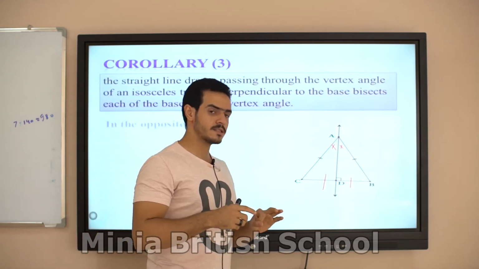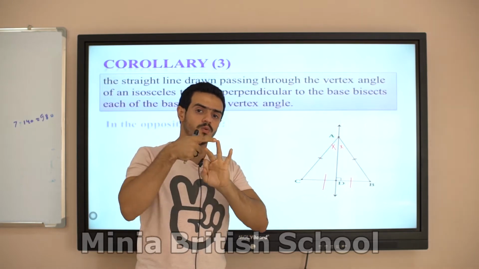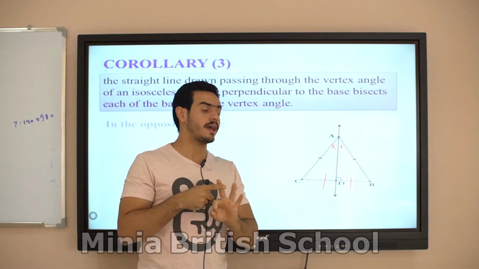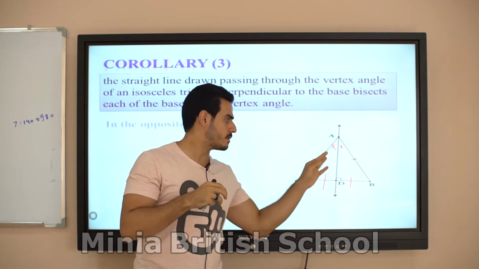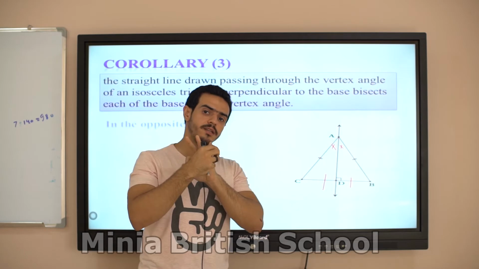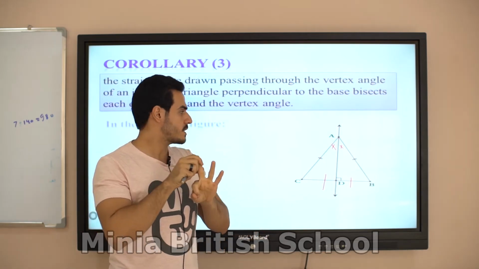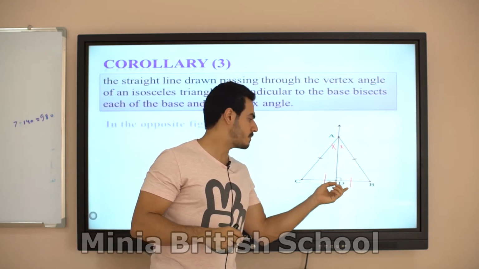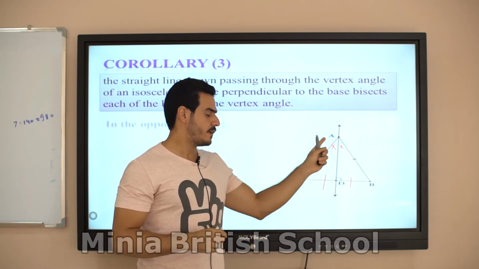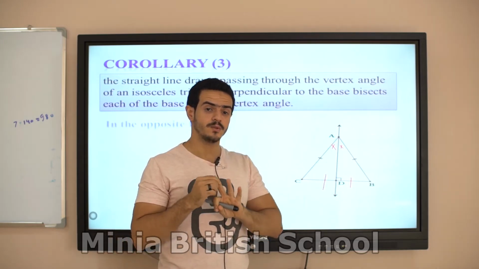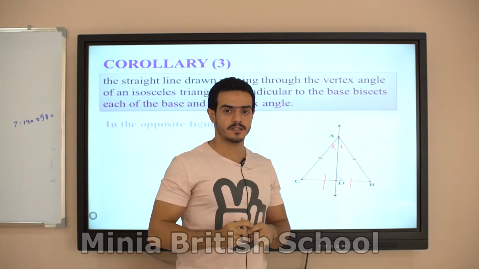Now let's summarize all this. If AD is median, so it will be perpendicular to base and bisect the vertex. Or if AD is bisector of vertex, it will be median, that means D is midpoint of BC, and bisector of angle A and perpendicular to base. Okay? Number 3. If AD is perpendicular to base, it will be median and bisector of vertex. Okay?